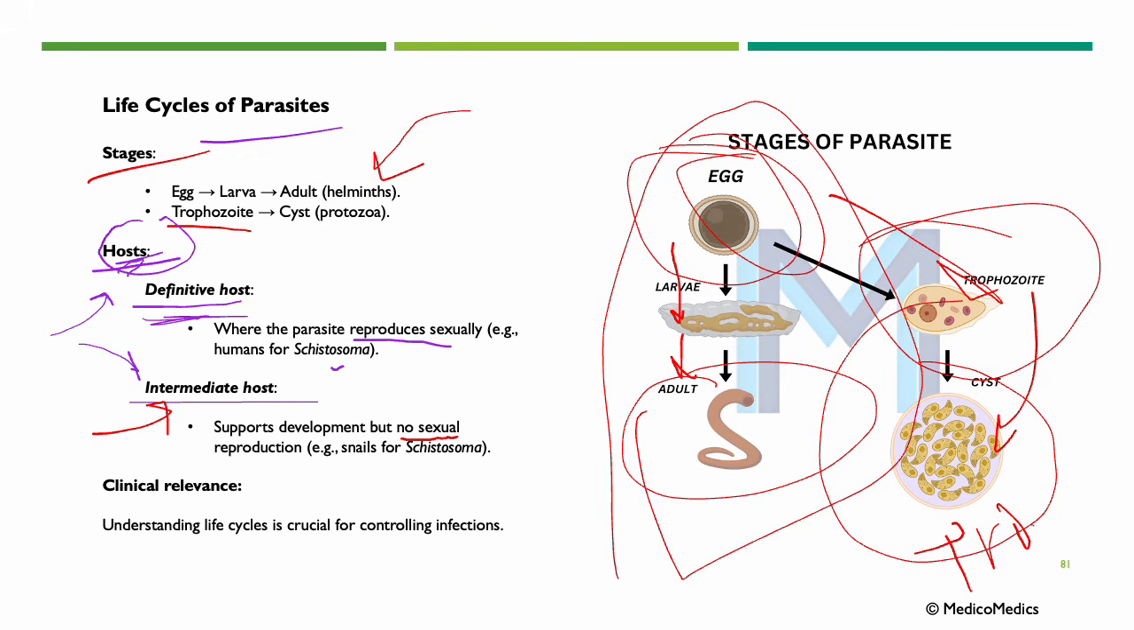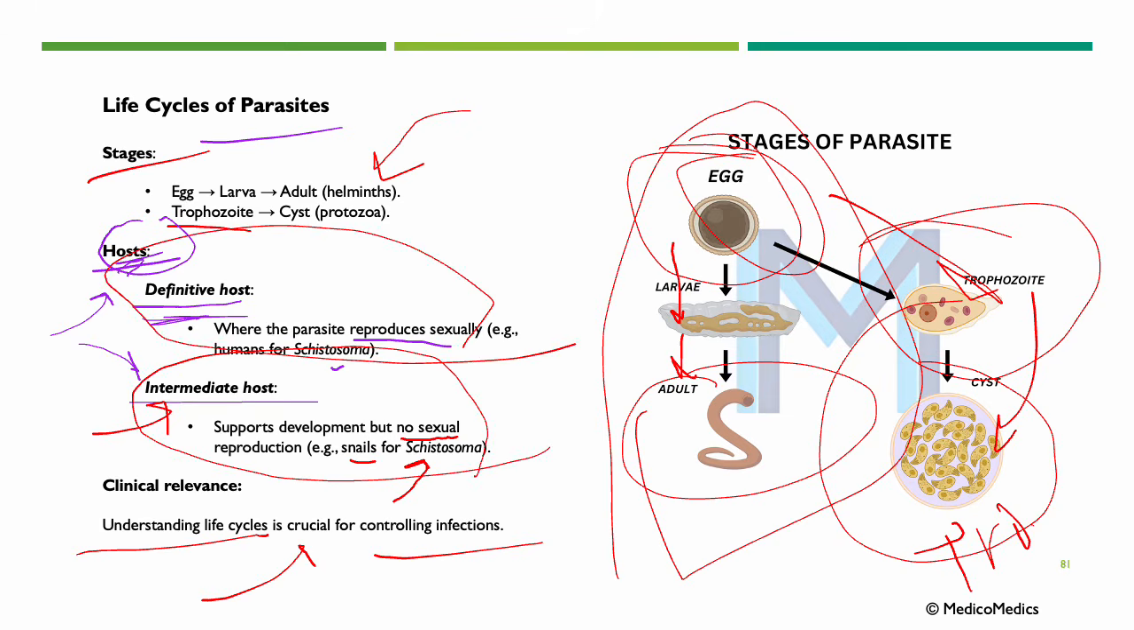So, for example, again, for schistosoma, snails are the intermediate hosts, where the parasite undergoes larval development, and so understanding life cycles is indeed crucial for controlling infections, specifically due to the way these sustain and develop.